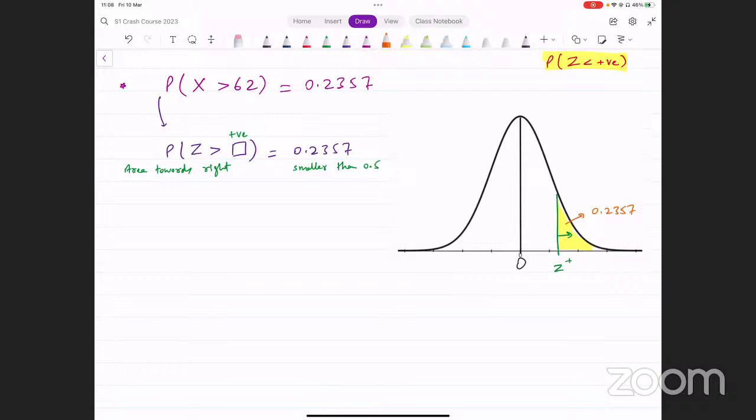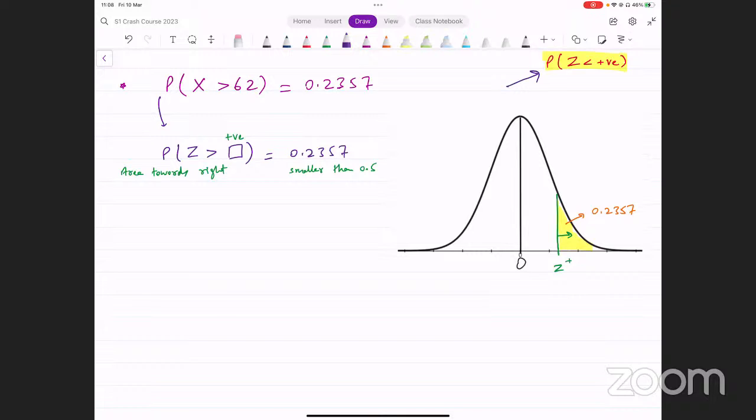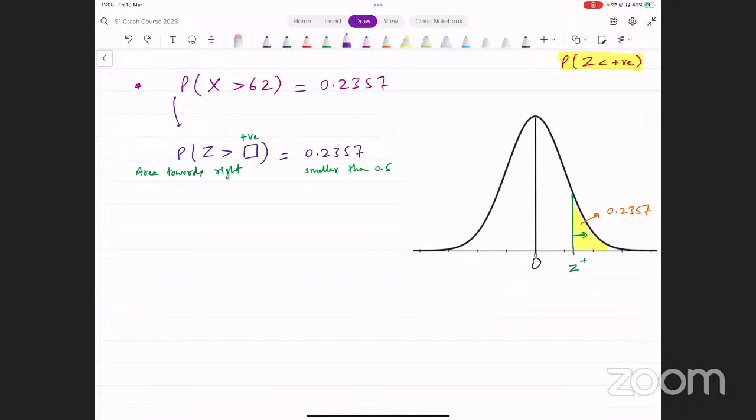The area is 0.2357. So we know that the value of Z is positive. Keep in mind, this is going to be important at the end. The value of Z that we have is positive. But do we have the standard form yet? The standard form that we can use the table for is Z less than positive. We have a positive number here, yes, but we have a greater than sign. So we have to convert it to something in the form less than something. So we convert it to probability of Z less than this value of Z.